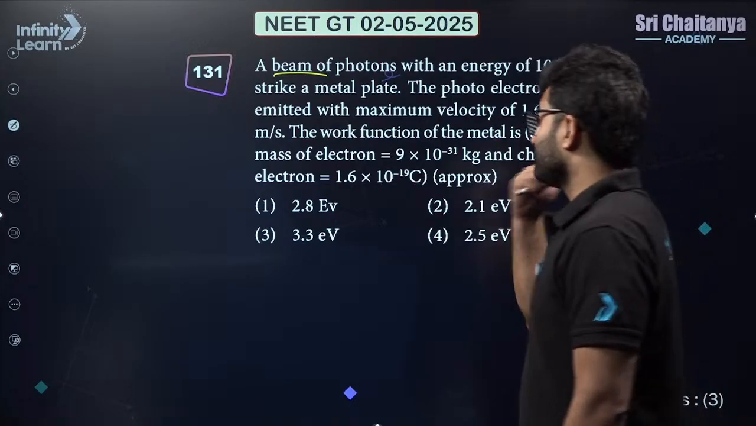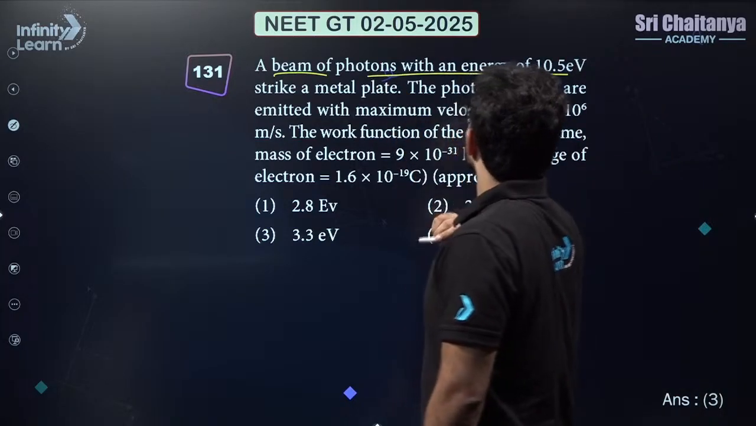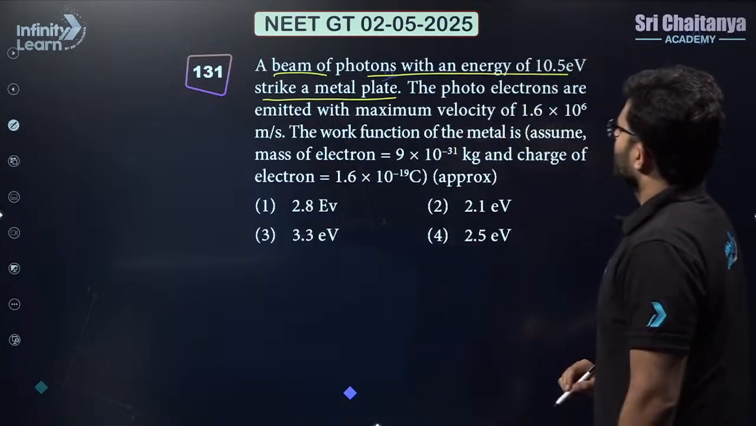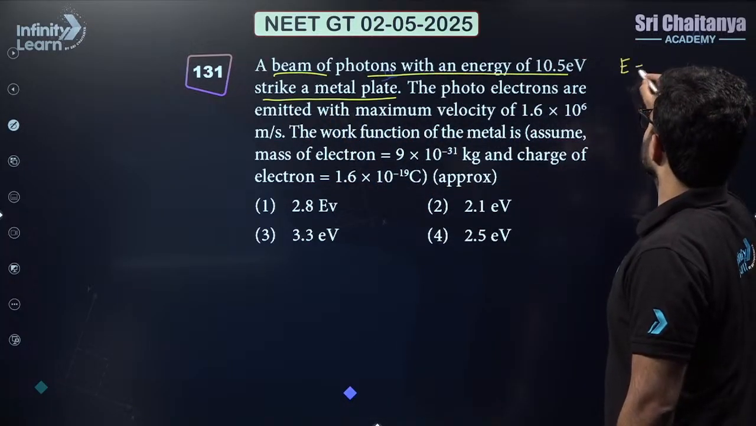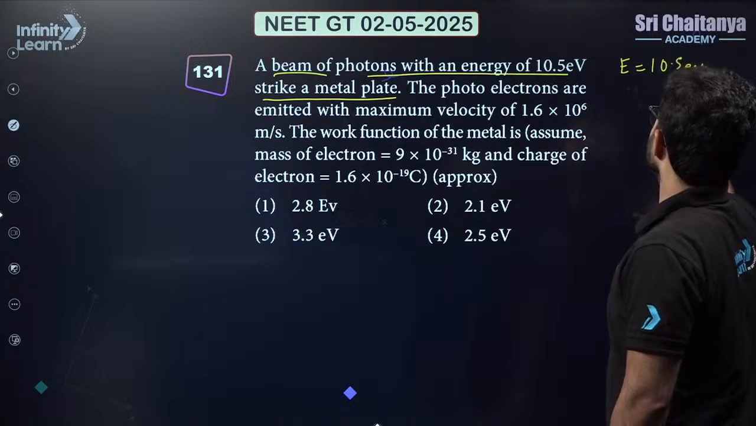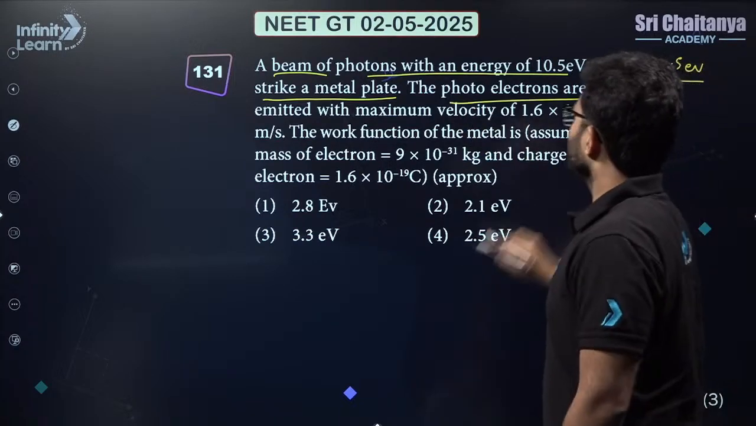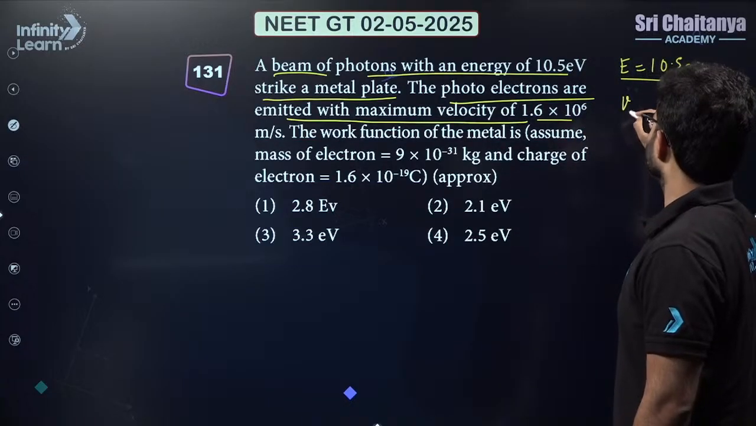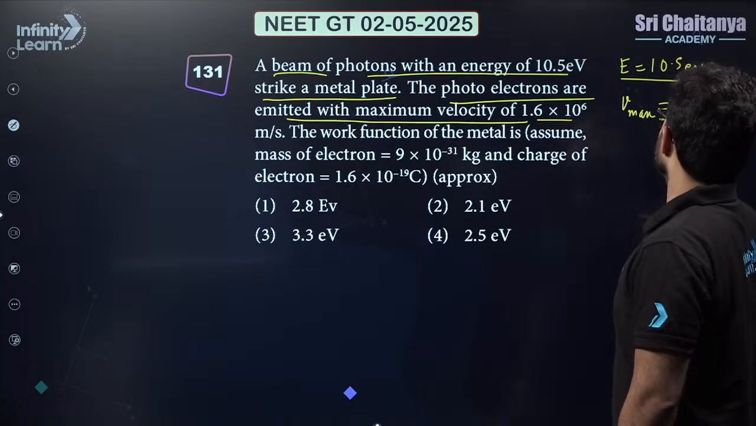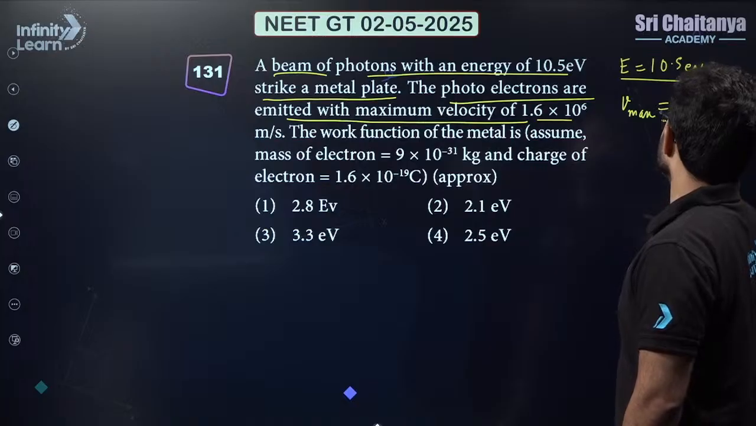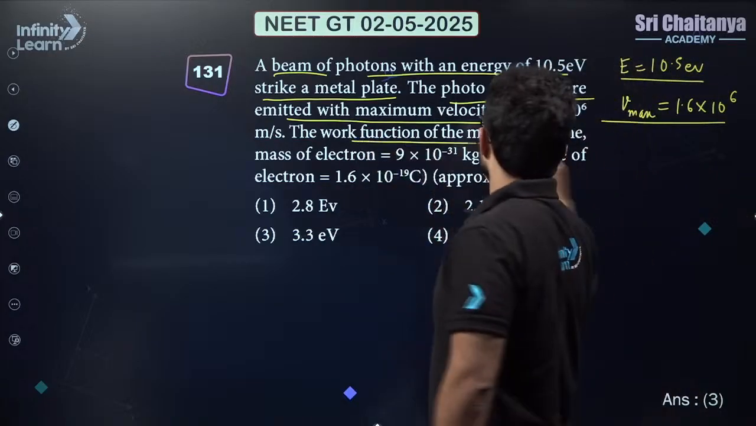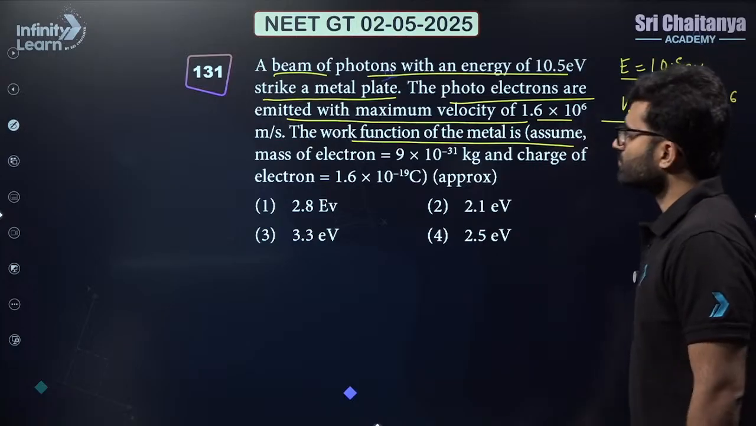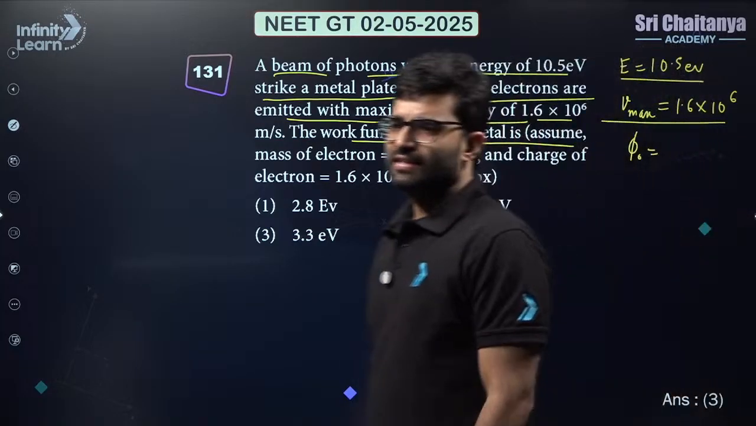Okay, let's move ahead. A beam of photons with an energy of 10.5 electron volts strikes a metal plate. Okay, so this is the energy with which it is striking, which is 10.5 electron volt. The photoelectrons are emitted with maximum velocity of 1.6 into 10 power 6 meter per second. So what is Vmax here? Vmax is given to you as 1.6 into 10 to the power 6. The work function of the metal is, so we have to calculate the value of phi, which is my work function. Okay, so again it is simple, right?